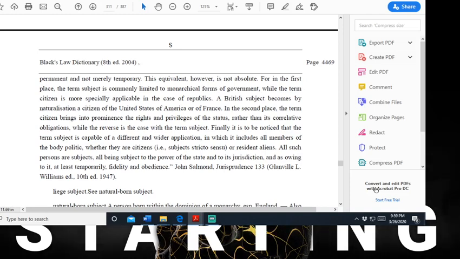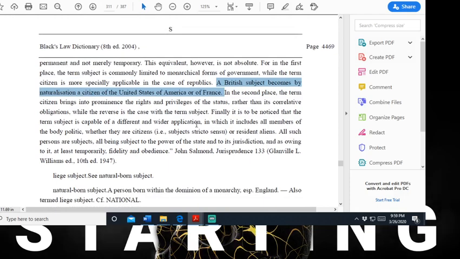A British subject becomes by naturalization a citizen of the United States of America or of France. Understand this. Look at this. A British subject becomes by naturalization a citizen of the United States or of France. In the second place, the term citizen brings into prominence the rights and privileges of a statute. Now, I told you statutes are British law.